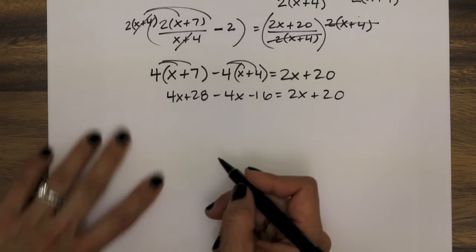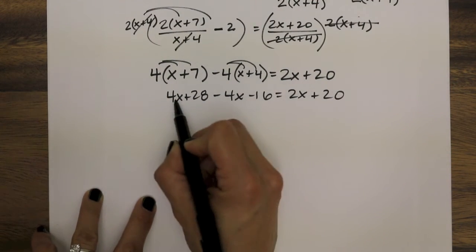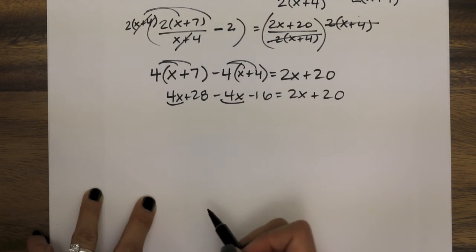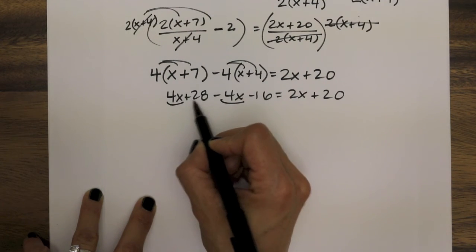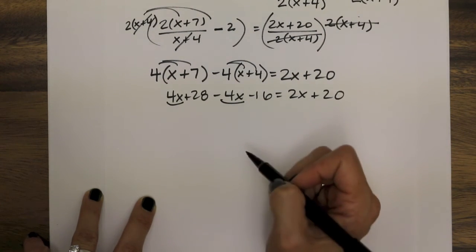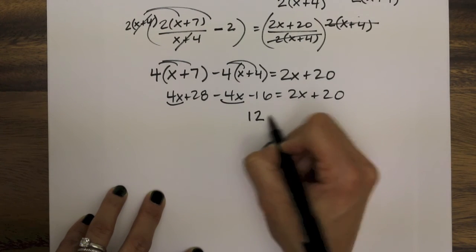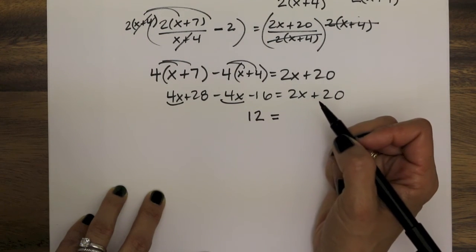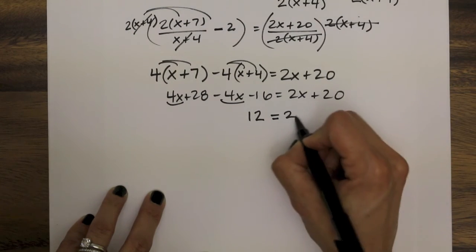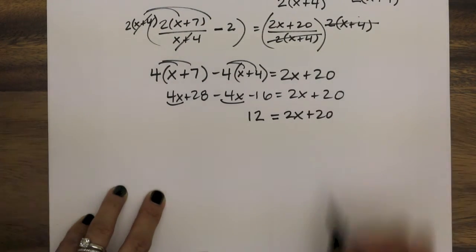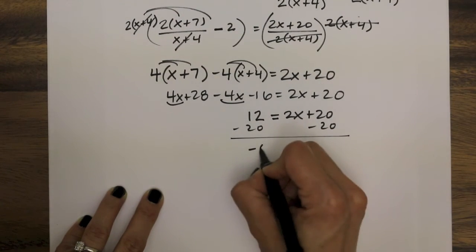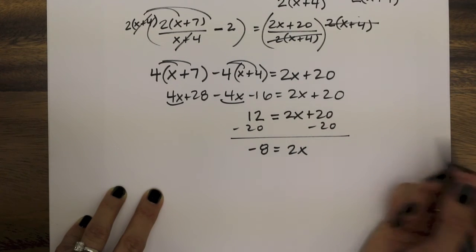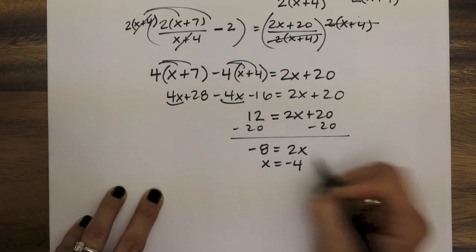On the left side, we'll combine like terms. The 4x and the negative 4x, they cancel. Then we have just 28, take away 16, which would be positive 12. On the right side, you still have 2x plus 20. We'll subtract 20 from both sides. So you have negative 8 equals 2x, or x equals negative 4.